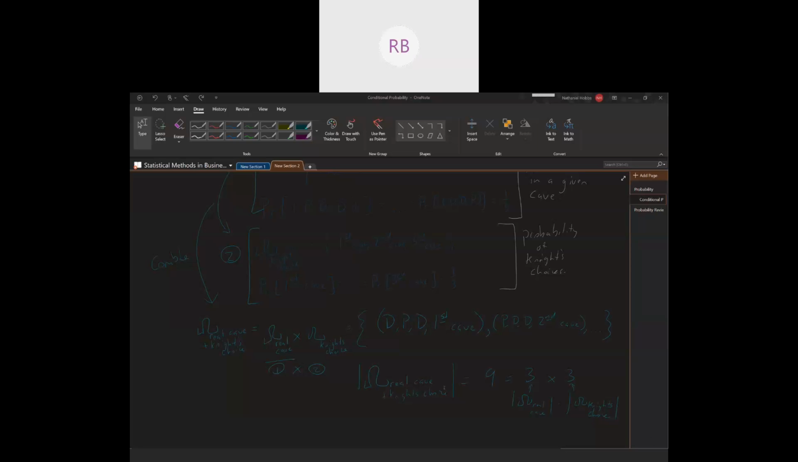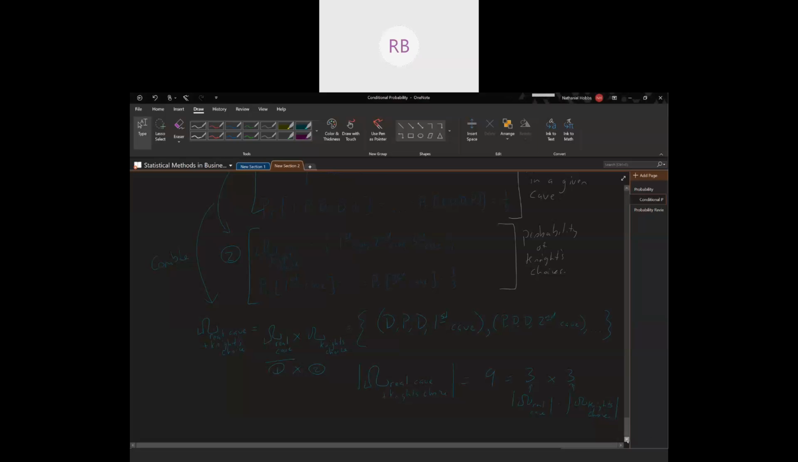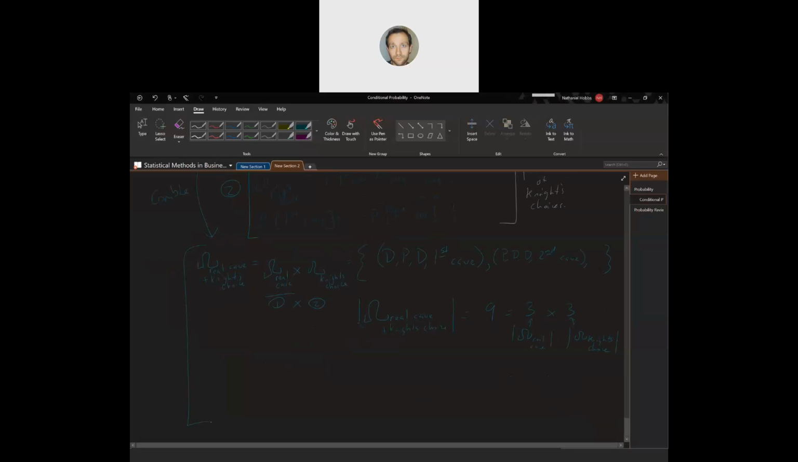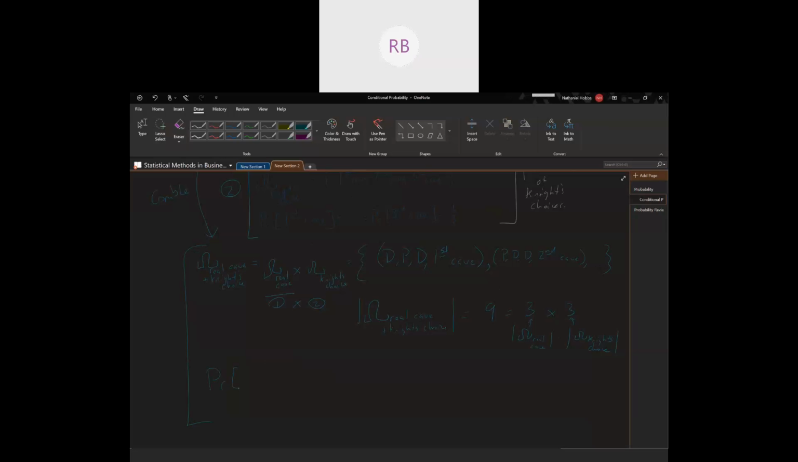Great. So now we're still defining a probability space because this is not complete. We have a set, but we're missing the probability function. So what would this look like? Would it be a combination of the choices that we have between which cave he goes in and which cave the princess is in? Yeah.